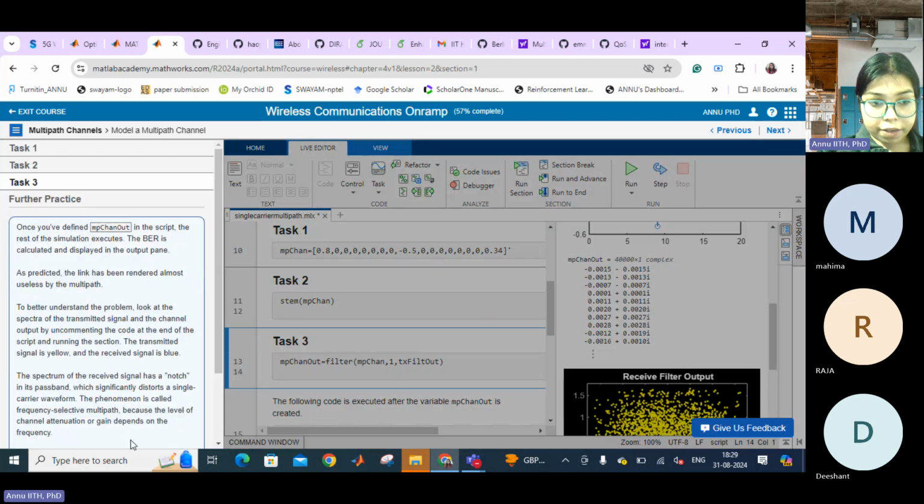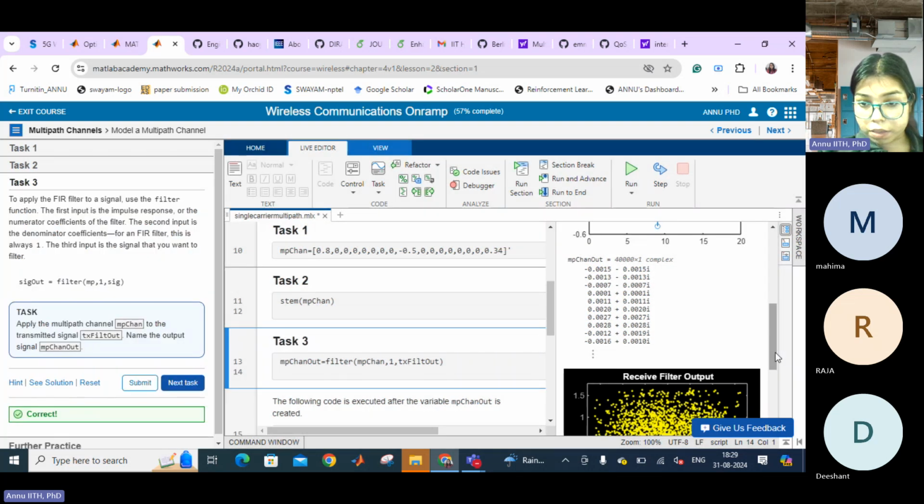And if you want to see some further topic, once you have defined MP channel out in the script, the rest of the simulation executes. So that's why the rest of the simulation is executing. The BER is calculated and displayed in the output panel. As predicted, the link has been rendered almost useless by the multipath. So that's why this output was coming out.